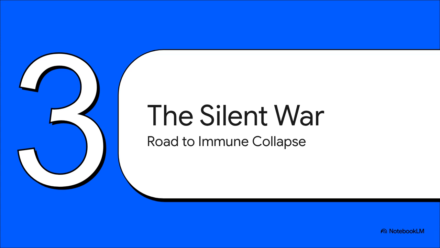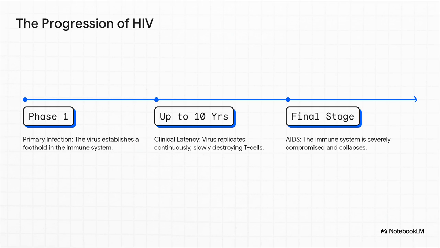For years, sometimes a decade or more, a relentless war can be raging inside the body, all while the person on the outside feels perfectly healthy. The infection typically progresses through 3 main stages. After the virus gets its initial foothold, it enters a long period called clinical latency.